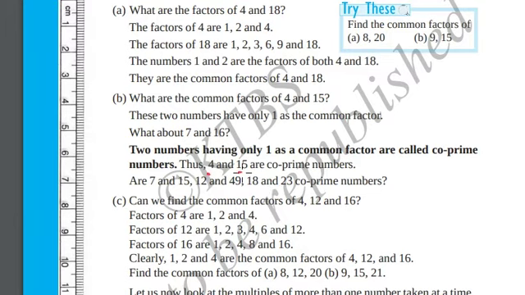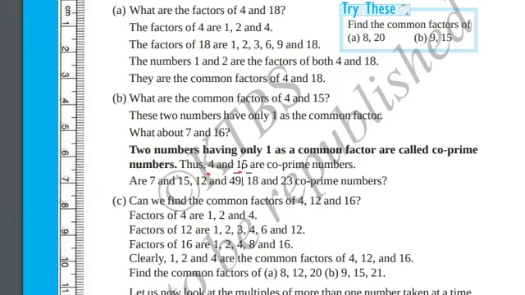Now let us see multiples of 4 and 6. The multiples of 4 are 4, 8, 12, 16, 20, 24 and so on. There is no end for multiples. And multiples of 6 are 6, 12, 18, 24, 30, 36, 42 and so on.